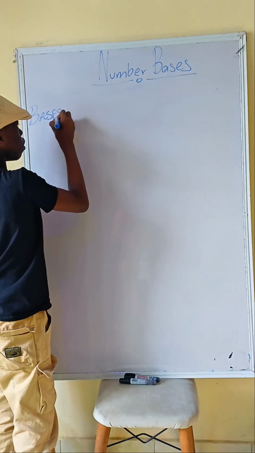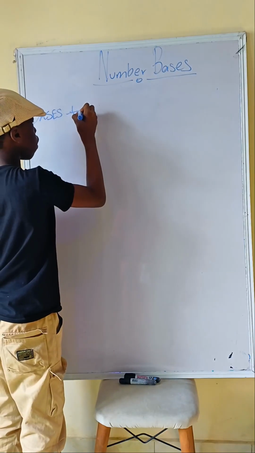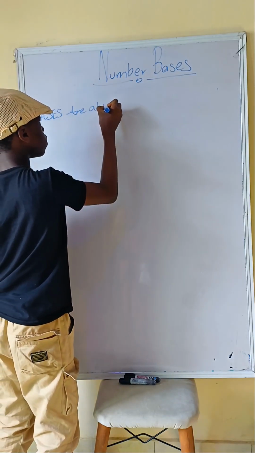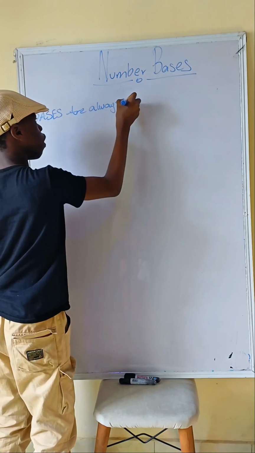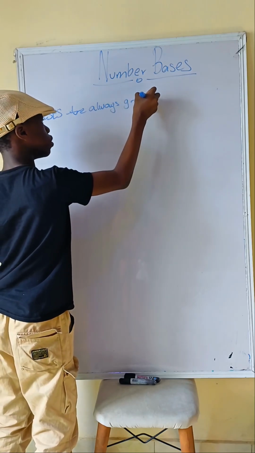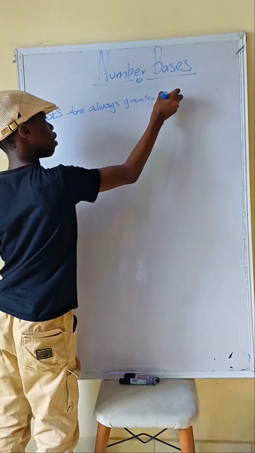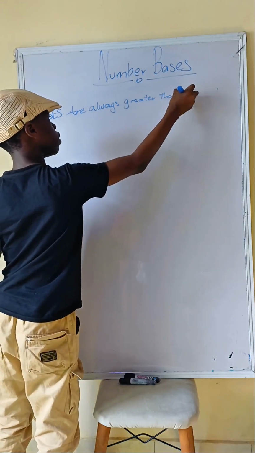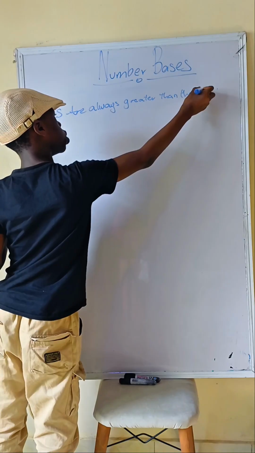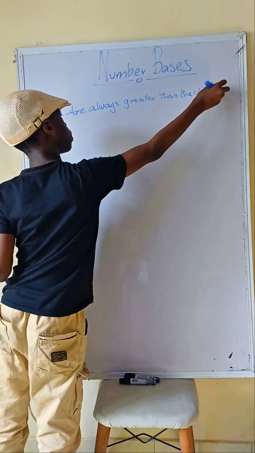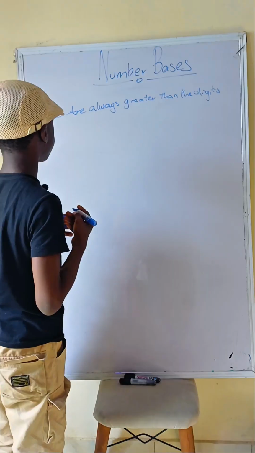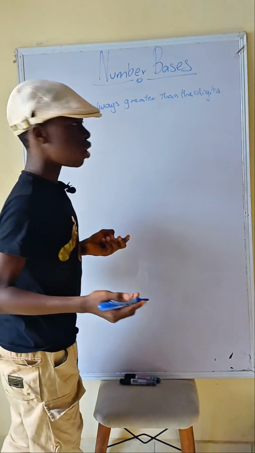Bases are always greater than the digits. So you might not understand what this means.